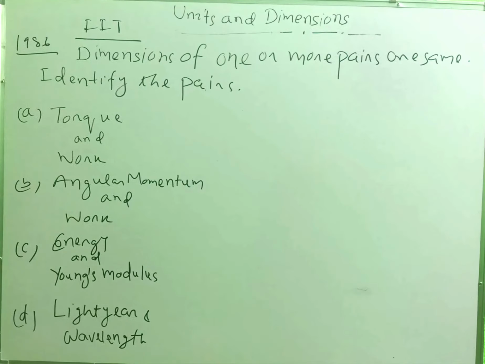Students, this question was asked in the IIT exam in the year 1986. Dimensions of one or more pairs are the same. Identify the pairs: torque and work, angular momentum and work, energy and Young's modulus, light year and wavelength. Okay students, let us do this problem.